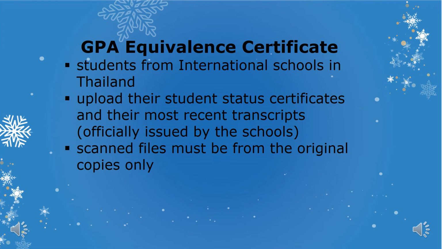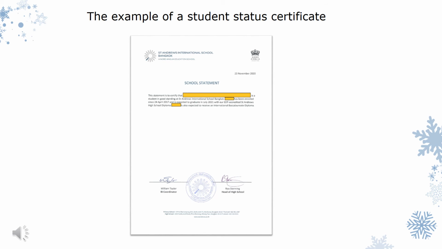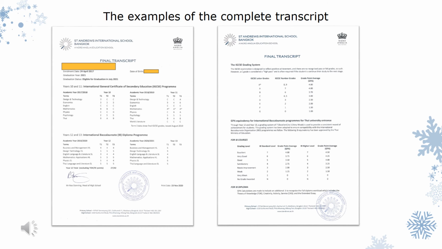A GPA equivalence certificate is for students from international schools in Thailand. The applicants must upload their student status certificates and their most recent transcripts, which are officially issued by the schools. All scanned files must be from the original copies only. This is an example of a student status certificate. These are the examples of the complete transcripts.